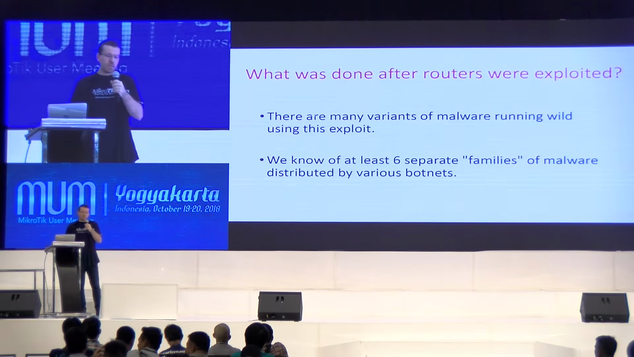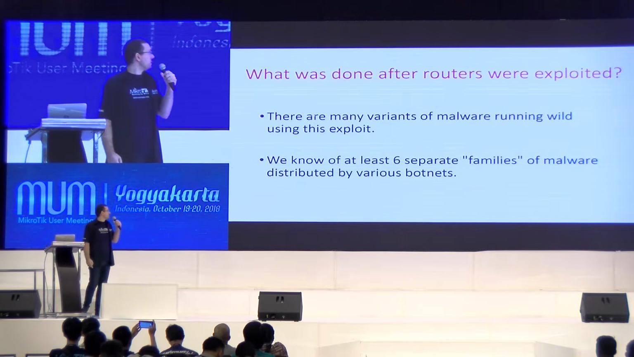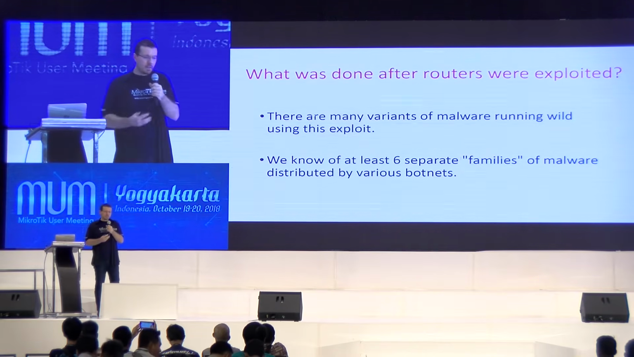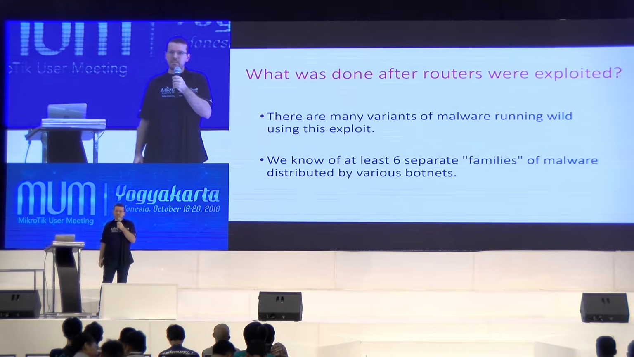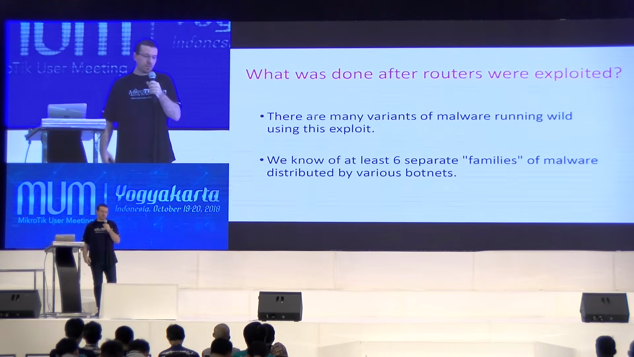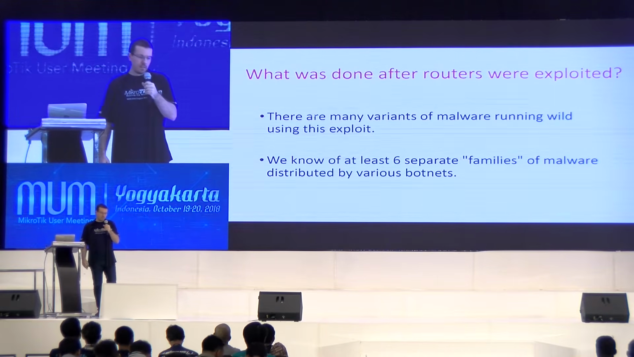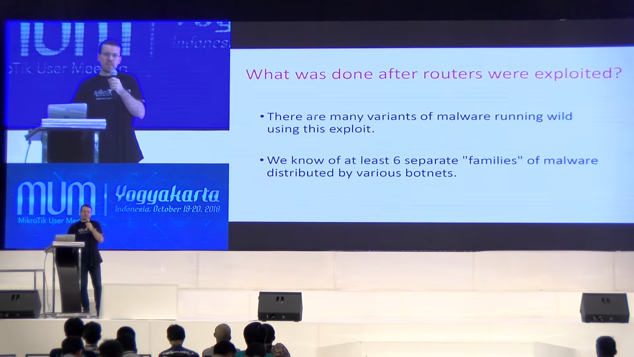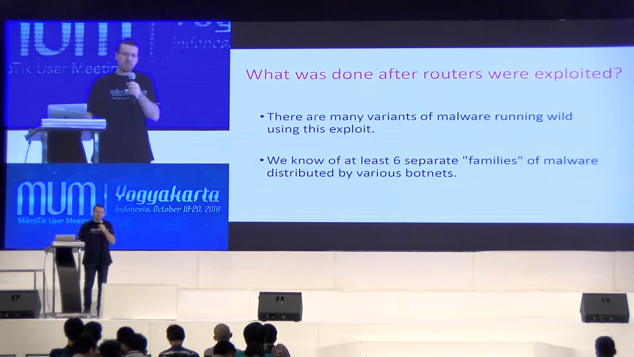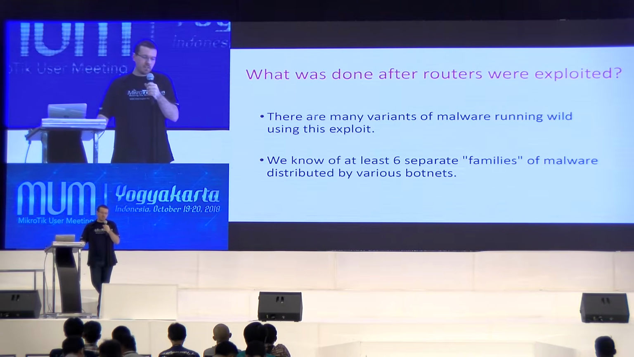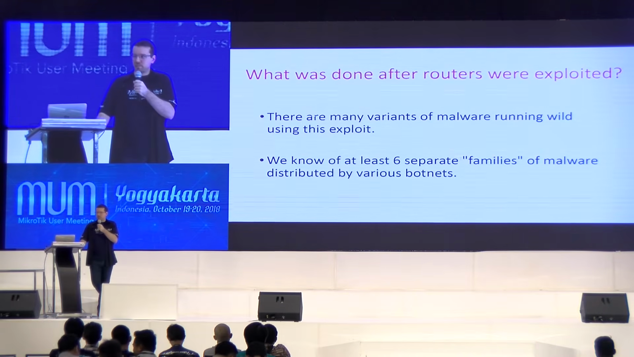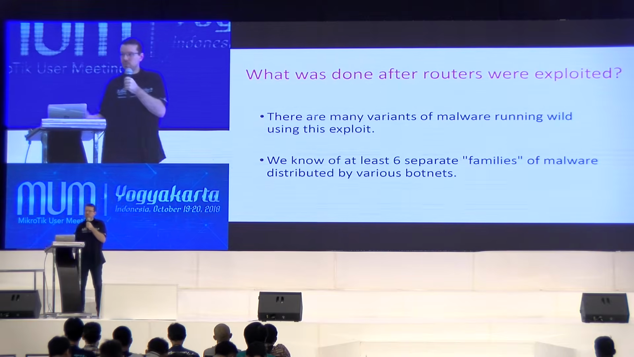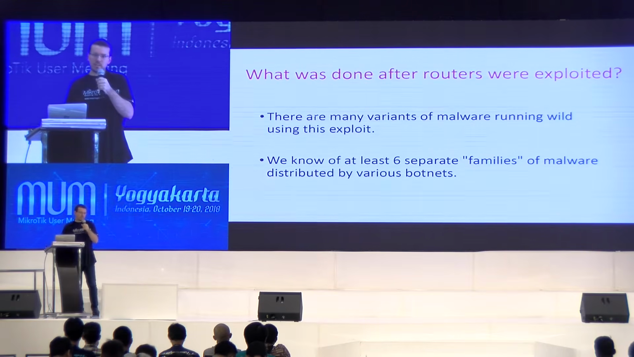So, after the attackers gained access to the routers, what did they do? Well, there are actually many variants of this attack currently running wild on the internet. We know, or at least our company has seen, at least 6 separate families of malware distributed by various botnets around the world that use this vulnerability to attack infrastructure.